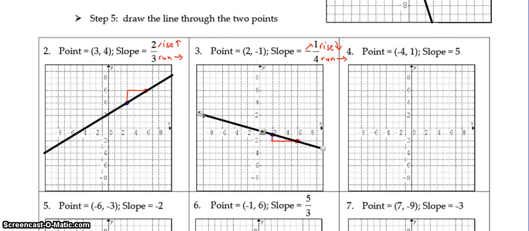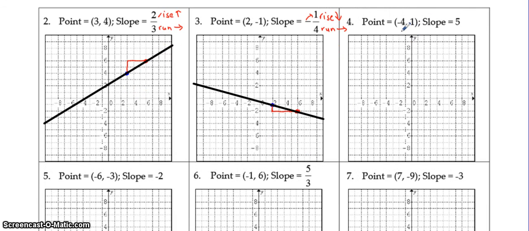So again, when your slope is negative, put the negative with the rise. However, if it doesn't fit, so for instance, let's say that your point was here and your rise was -1 and there's no space to go down -1, then what you can do is you can put the negative with the run instead, and it just means that your run would go to the left.